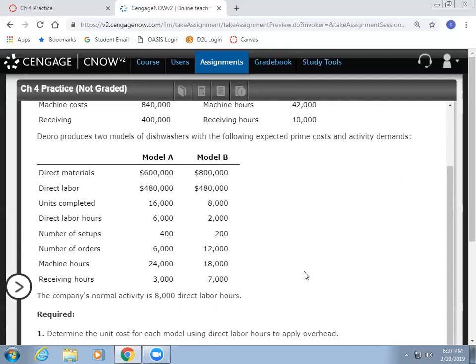So again, I would take materials plus labor plus setups plus ordering plus machining plus receiving. Total cost $2,120,000. And then we produced 16,000 units. So divide that by 16,000 units. And lo and behold, we end up with a unit cost of $132.50.